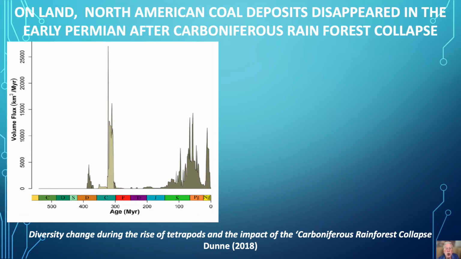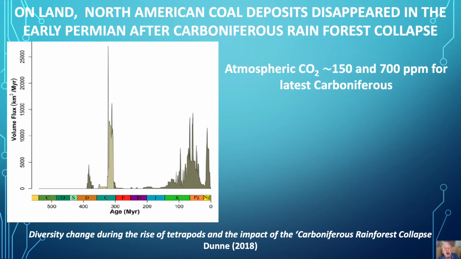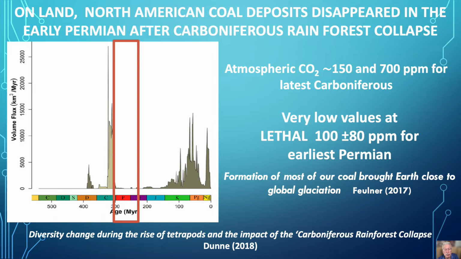On land, North American coal deposits disappeared in the early Permian after the Carboniferous Rainforest collapsed. Stressful atmospheric CO2 hovered between 150 and 700 parts per million during the late Carboniferous. The lowest calculated values of 100 parts per million would have been lethal for many permanent Permian plant species and correlates with the disappearance of the coal deposits.